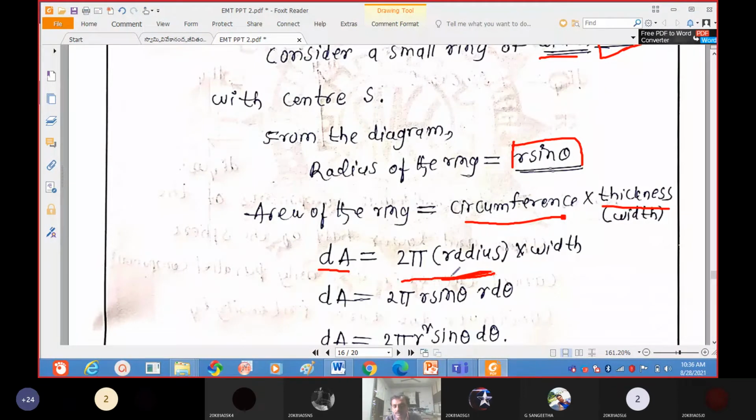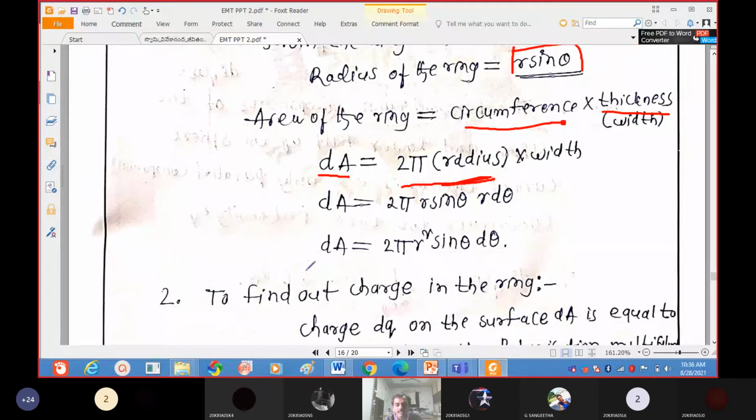Here we are taking a small area dA. That dA is equal to circumference into thickness. Circumference means 2 pi into radius, which is r sine theta, and the thickness or width is r d theta. We can substitute those values, so we get the area dA equal to 2 pi r square sine theta d theta.